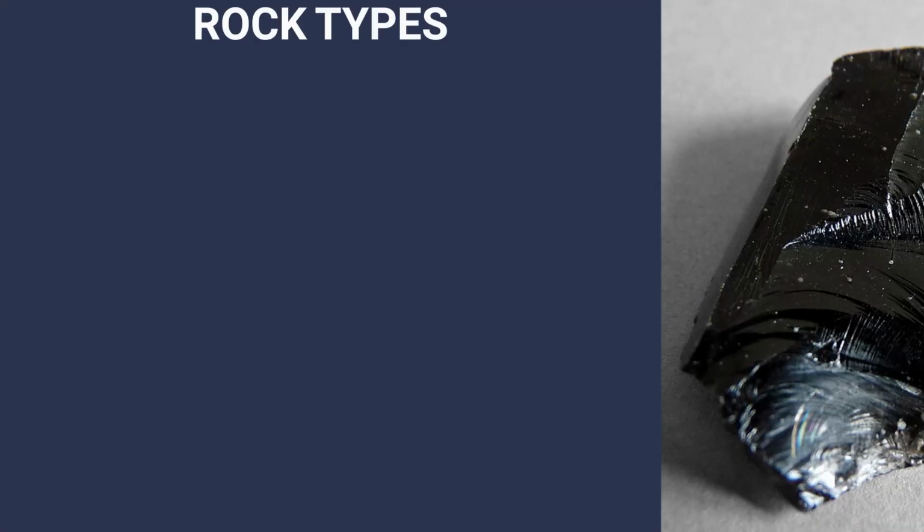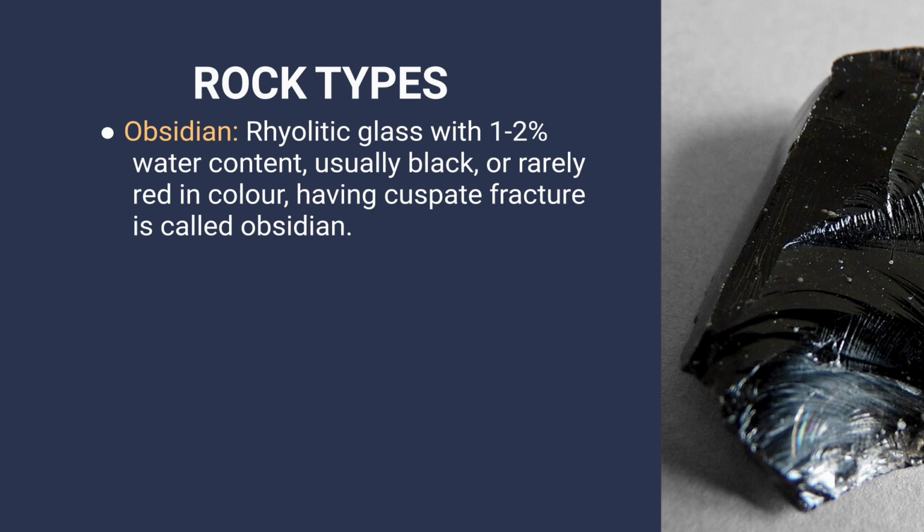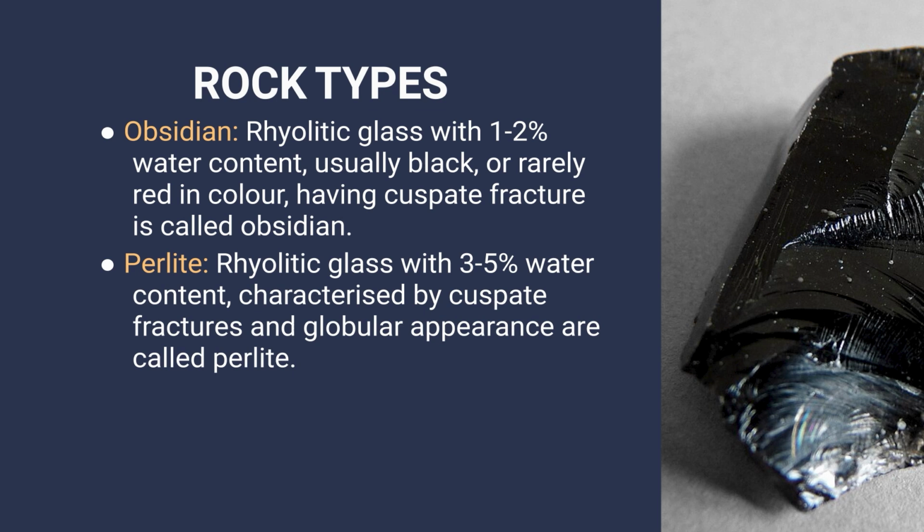Three different types of rhyolitic rocks are known. We can have obsidian, where the water content is less than 1 to 2.8%. They are usually black or rarely red in color and show cuspate fracture, and these are the rhyolitic glass, called obsidian. We have the other variety which is perlite. This is also a rhyolitic glass, but the water content is a little higher than the obsidian, 3 to 5%. This is also marked by cuspate fractures and globular appearance and is called perlite.